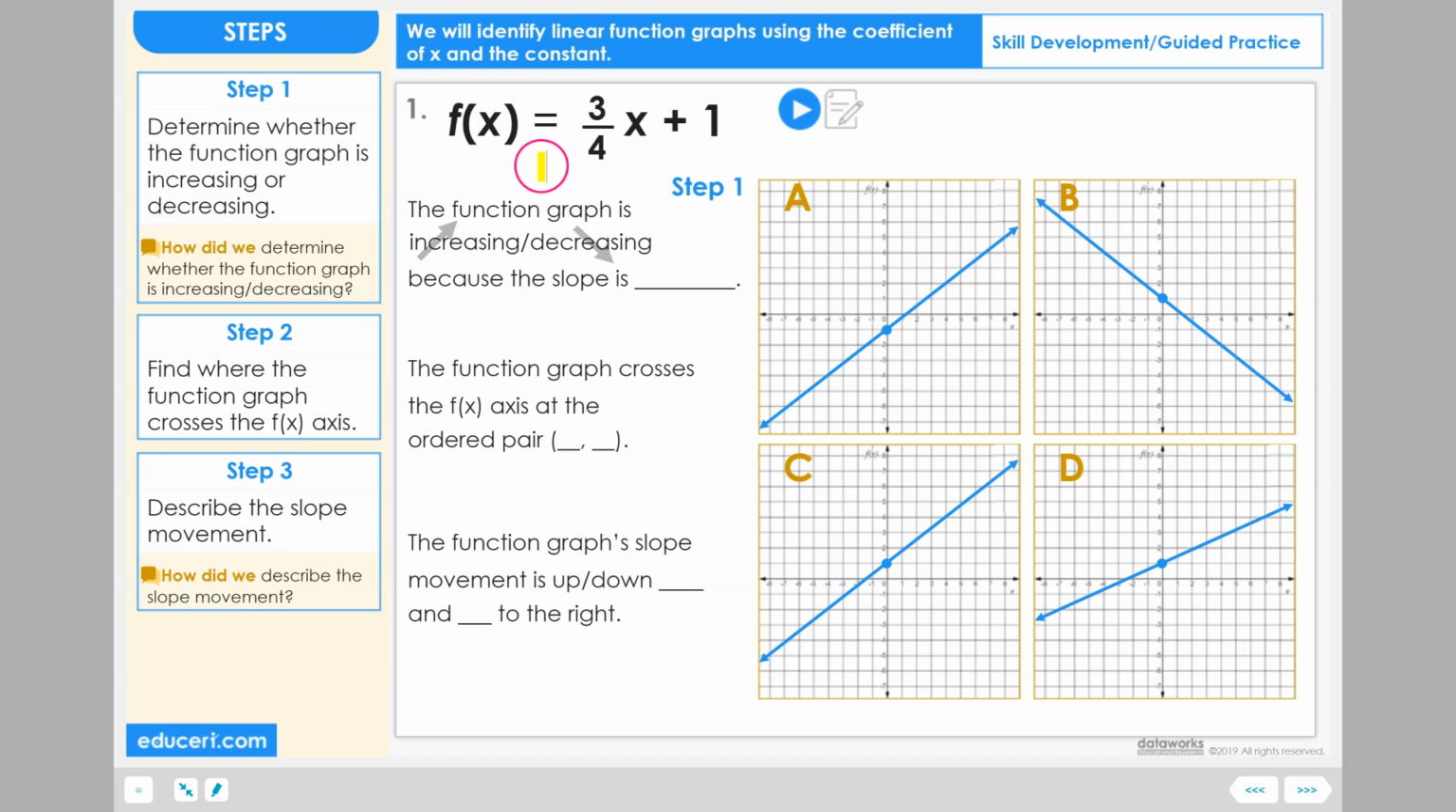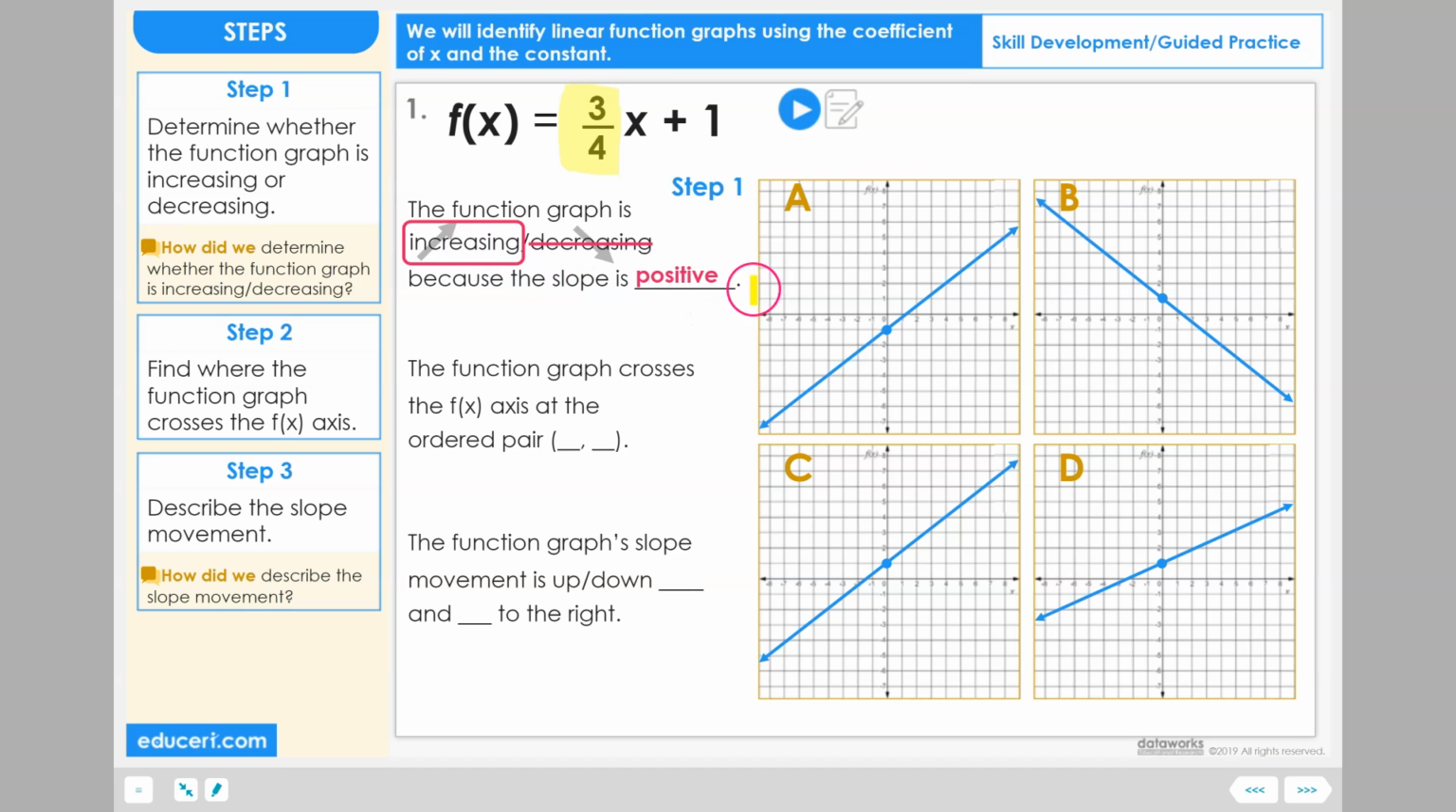To determine whether the function is increasing or decreasing, we need to look at the coefficient of x. And we need to know, is it positive or negative? This is a positive 3/4. So the function graph is increasing because the slope is positive.